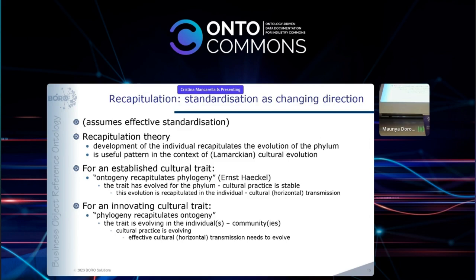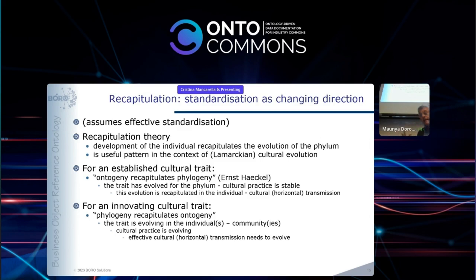For an innovating cultural trait, one of the things I've noticed is that it's the other way around: you want the phylogeny to recapitulate the ontogeny. In other words, there are going to be individuals who are doing this work. If you take the market diffusion model, they're going to be the early adopters. There's going to be a very small number of them. There are probably lots of people going to be trying things. Lots of people will fail.